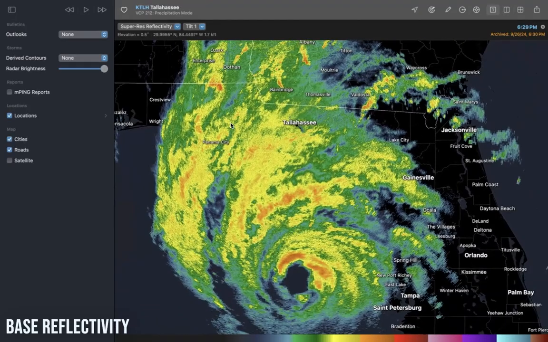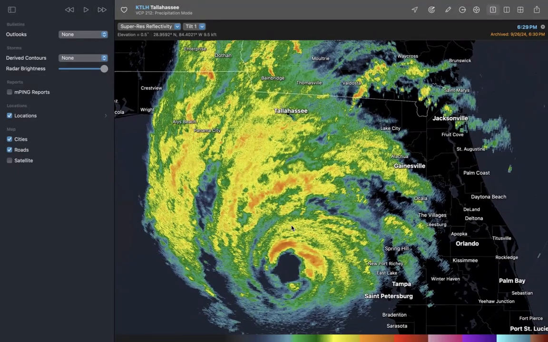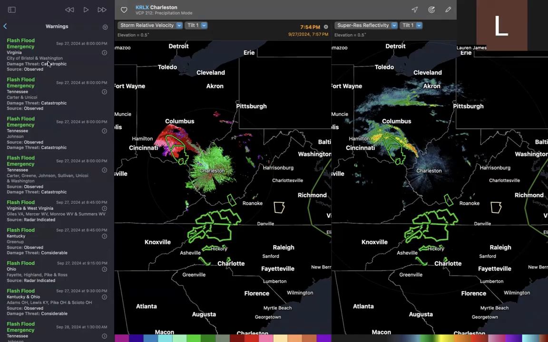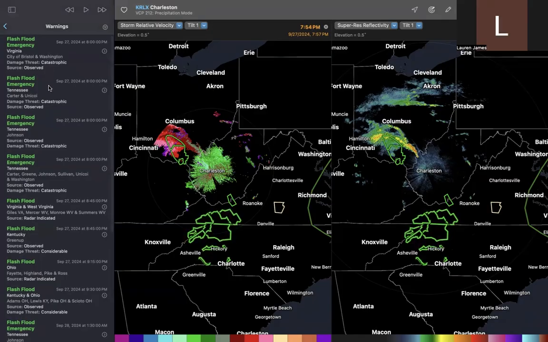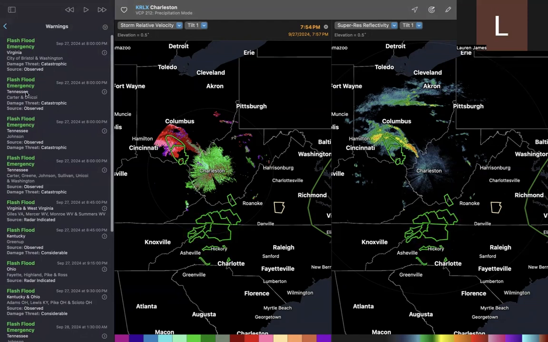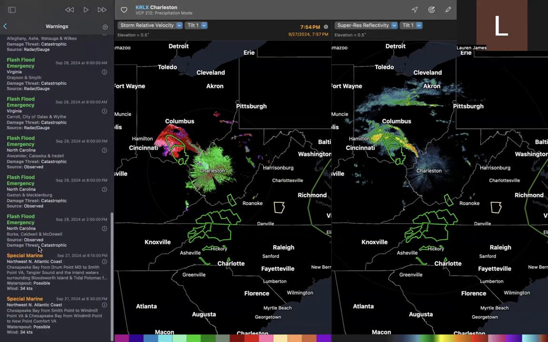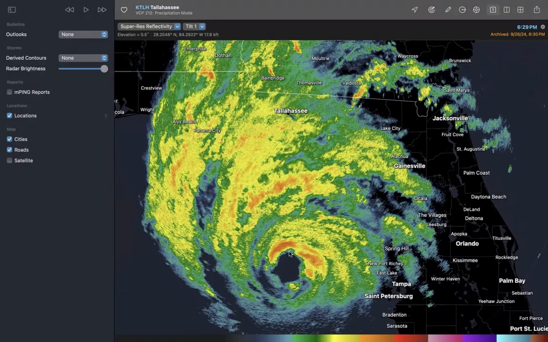This definitely contributed to some of the historic flash flooding that we saw after landfall, and some areas received over 15 inches of rain. This storm resulted in flash flood emergency warnings all across the southeast United States. We see Virginia, Tennessee, West Virginia, Kentucky, Ohio, North Carolina. But this likely developed more on the northern side due to upper level wind shear.